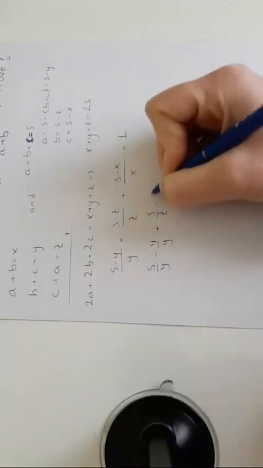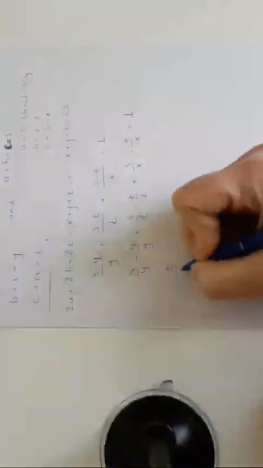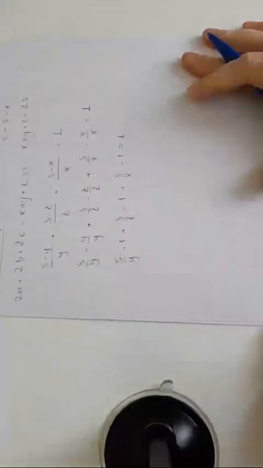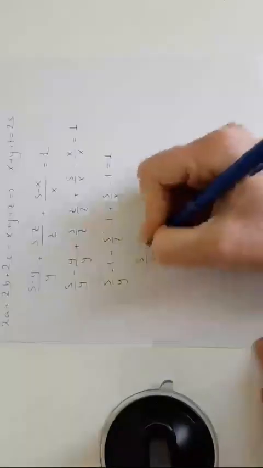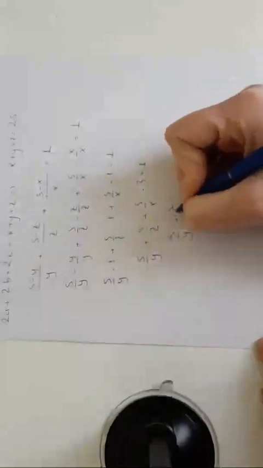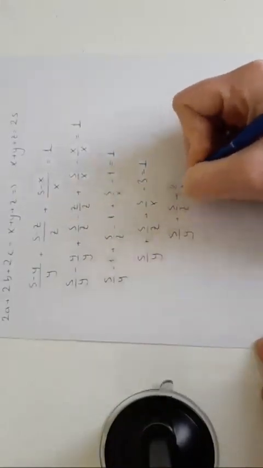So this one will be s over y minus y over y plus s over z minus z over z plus s over x minus x over x is equal to 1. So this one will become s over y plus s over z plus s over x minus 3 is equal to 1. I will take minus 3 to the other side, and we'll find that s over y plus s over z plus s over x.